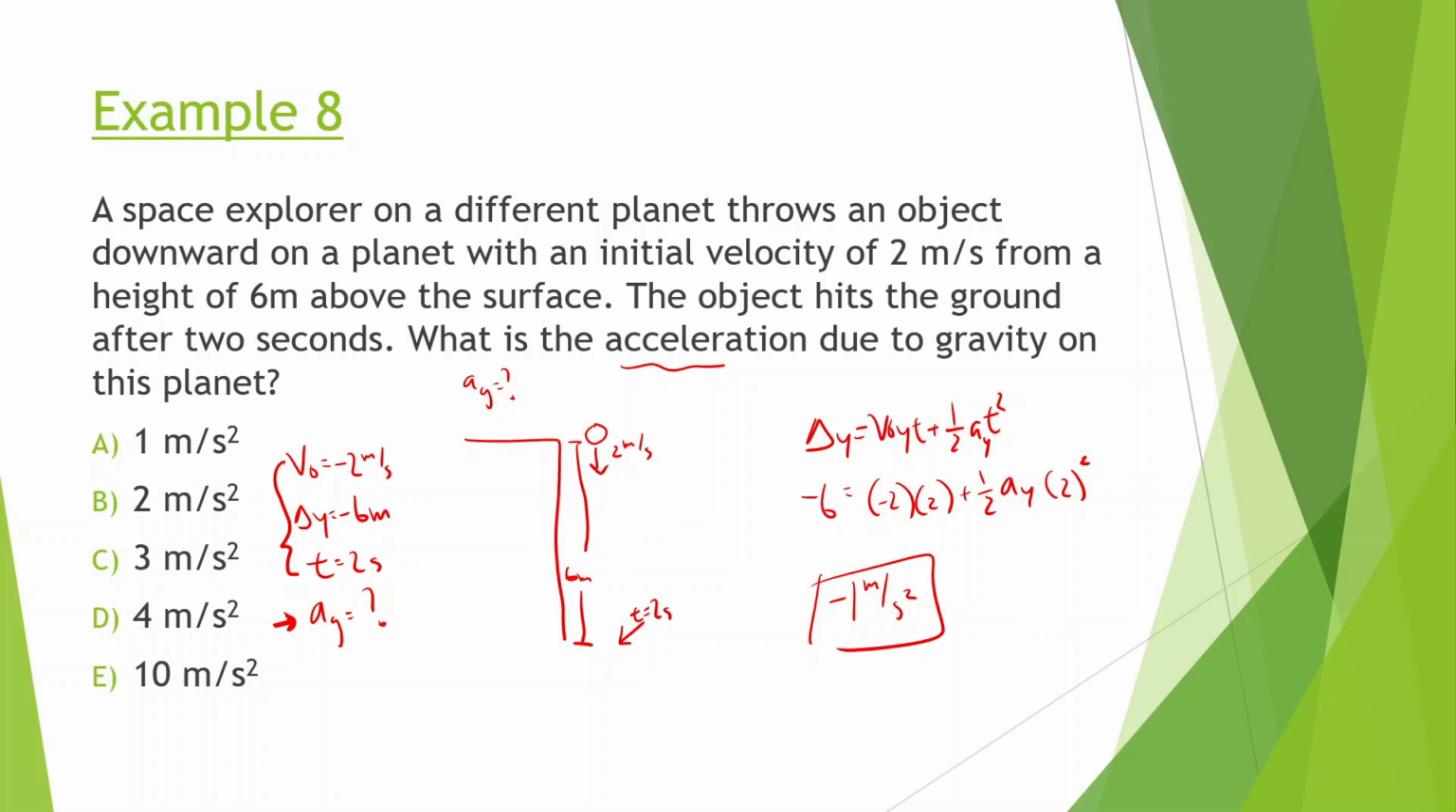Okay. So what is the acceleration due to gravity on the planet? The acceleration is 1 meter per second squared. Okay.